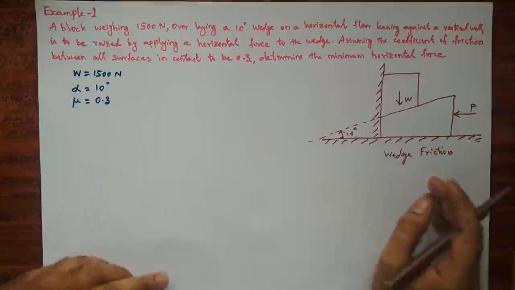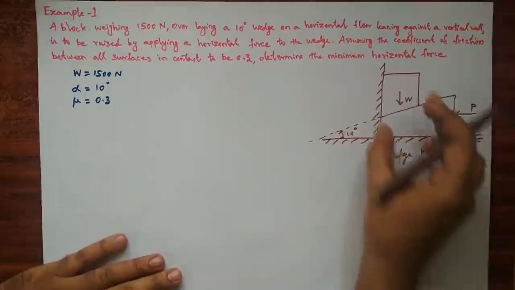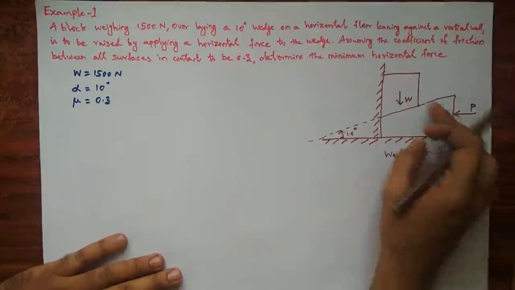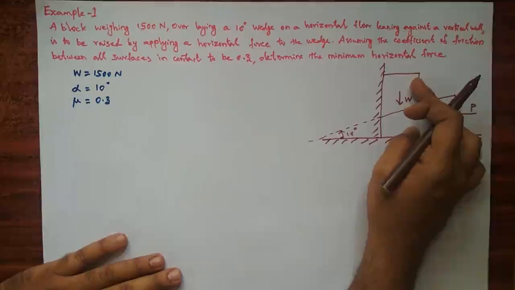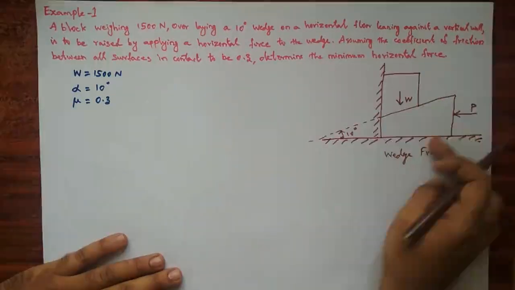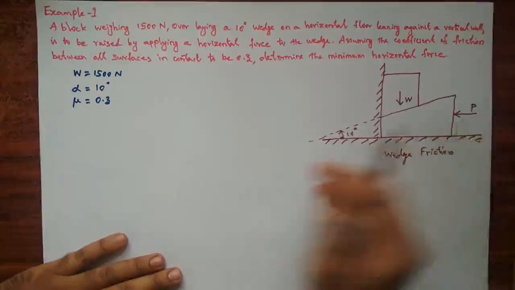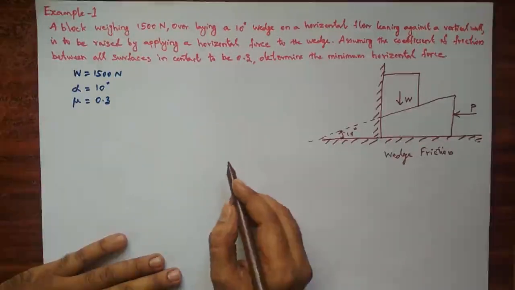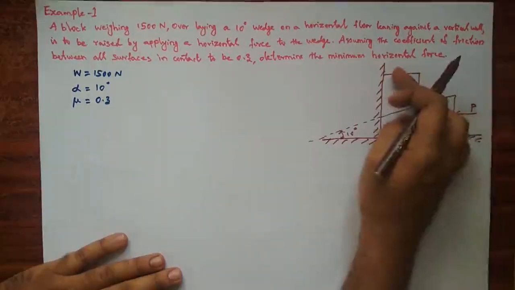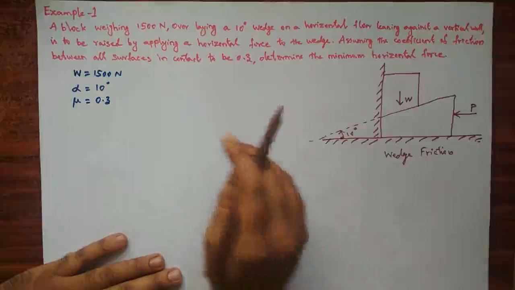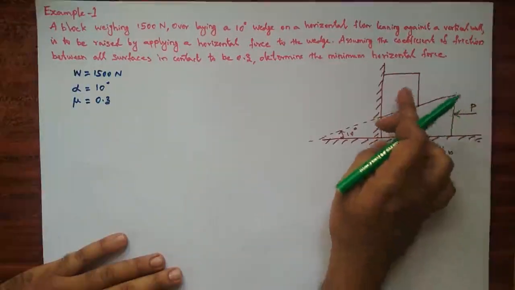Okay, as we already discussed in the derivation part, we need to separate these two objects. This block, we need to solve separately, as well as we need to solve this wedge piece separately. So let me solve this problem. First I am going to solve this block. So for that I am going to draw the free body diagram for this block.